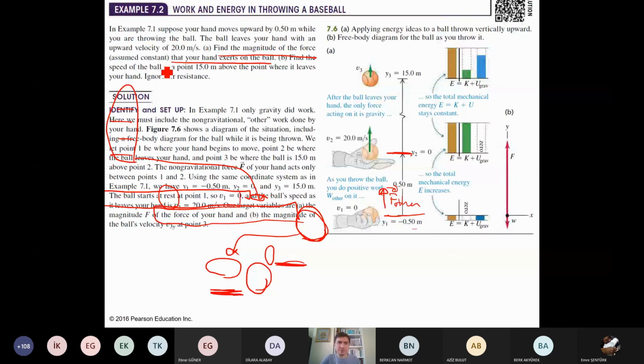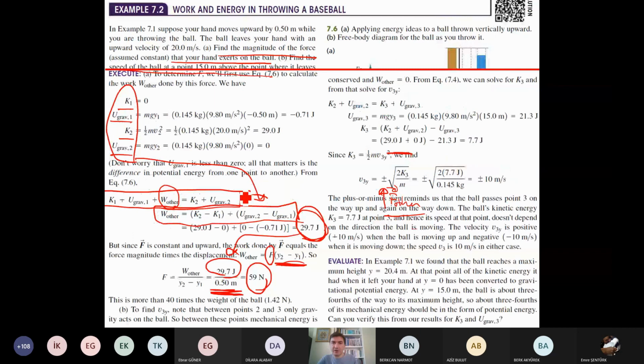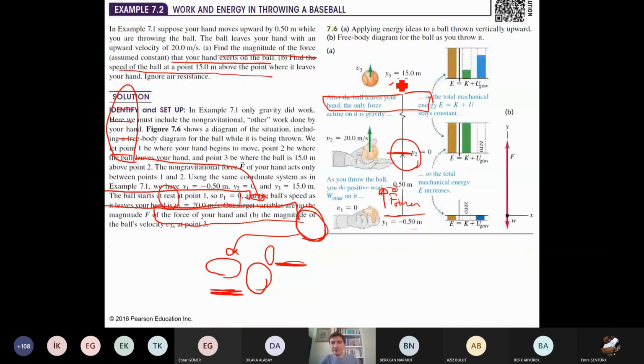What about the second question? Find the speed of the ball at a point 15 meters above the point. Okay, so where is it? You can write this expression. So this is position 2, this is position 3. And between position 2 and position 3, only gravity acts on the particle, since we have considered that air resistance is ignored, okay? And I don't apply any force on the ball in this case. So then I can write this one.